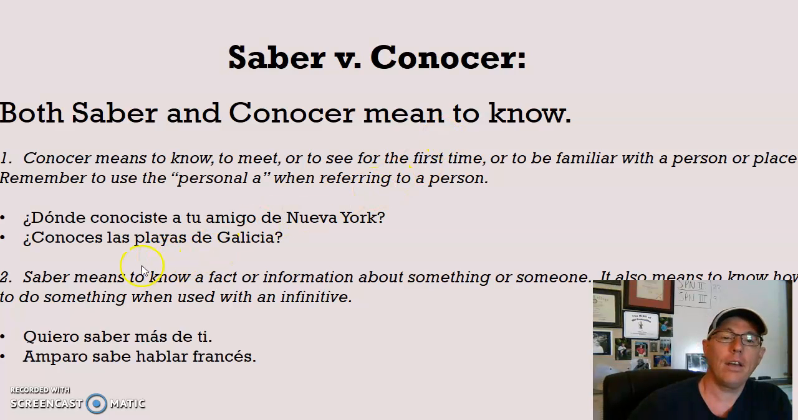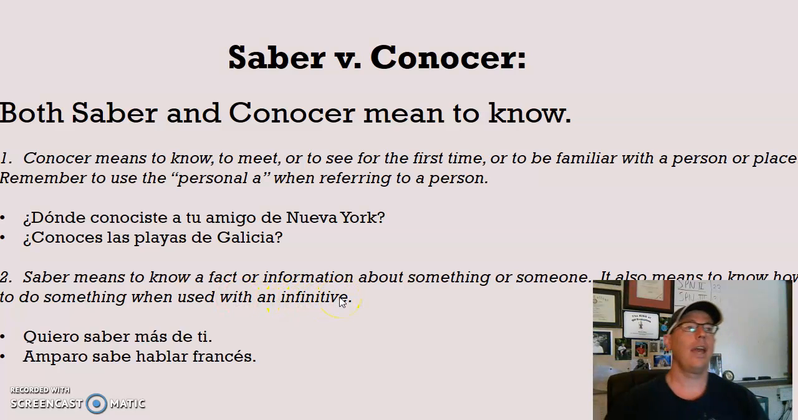So saber, a little bit differently, means to know a fact or information about something or someone. It also means to know how to do something when used with an infinitive. So if you say, yo sé cómo construir un edificio, I know how to construct a building, okay? Kind of a grand example, but that shows how to do something. That's understanding processes and information.